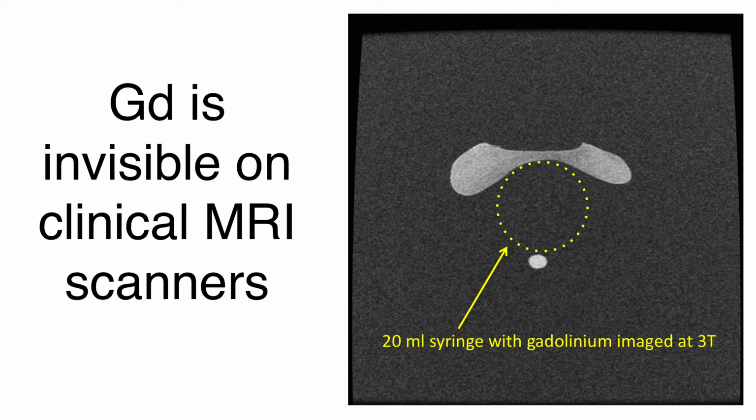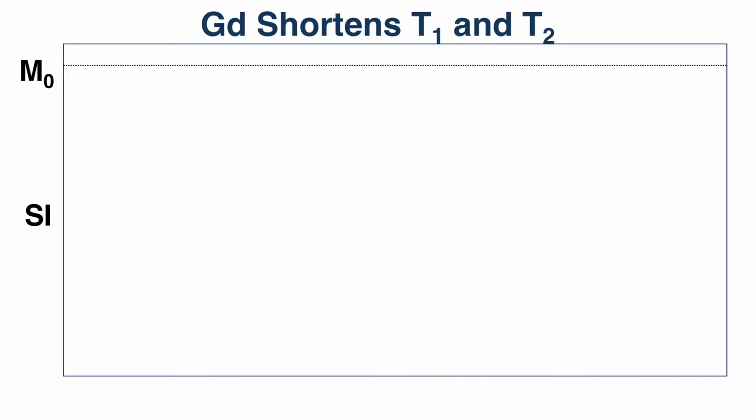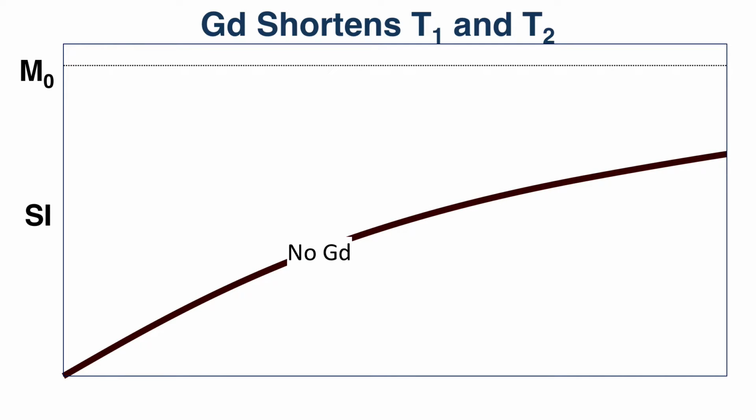Okay, chemistry and physics. So, teaching point number 1, gadolinium is invisible on clinical MRI scanners. So I asked my MR technologist to scan a vial of gadolinium, and here's the vial. Can anyone see the gadolinium? This is pure gadolinium. So gadolinium is not visible. We do not image pure gadolinium. What we image is the effect of gadolinium on water. So gadolinium shortens T1 and T2.